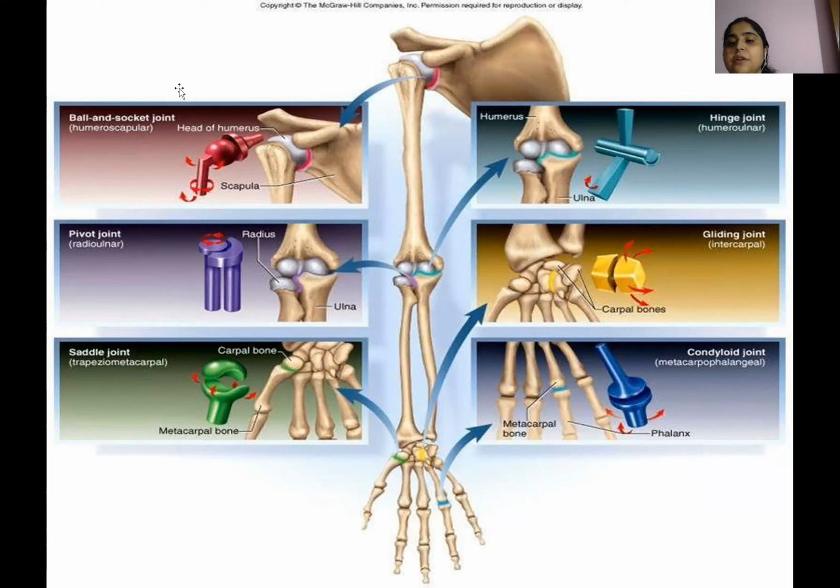The fourth in the picture is a gliding joint, that is the intercarpal joint, between two carpals, which is also a plane synovial joint. Fifth is the saddle joint, that is the trapezio-metacarpal joint or first carpometacarpal joint of the thumb. It is between the metacarpal bone and the trapezium carpal bone of the thumb. It is located near the thumb. Next is the condyloid joint or metacarpophalangeal joint. It is between the metacarpal bones and the phalanges.